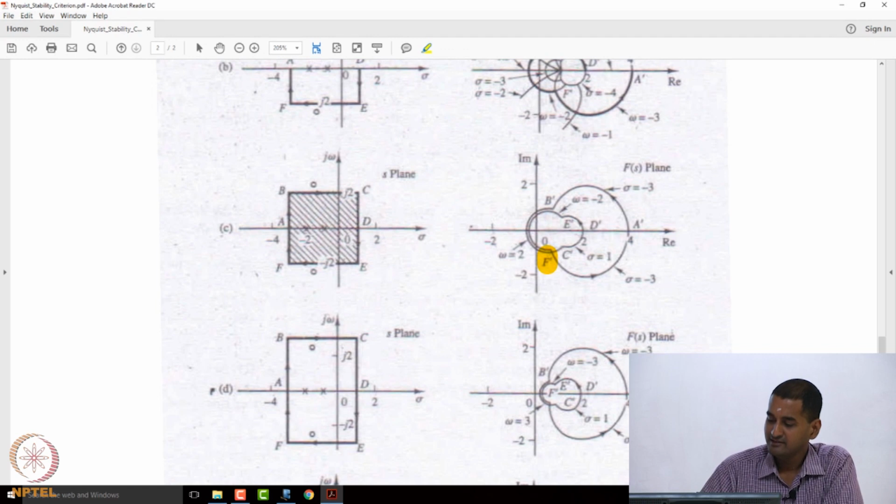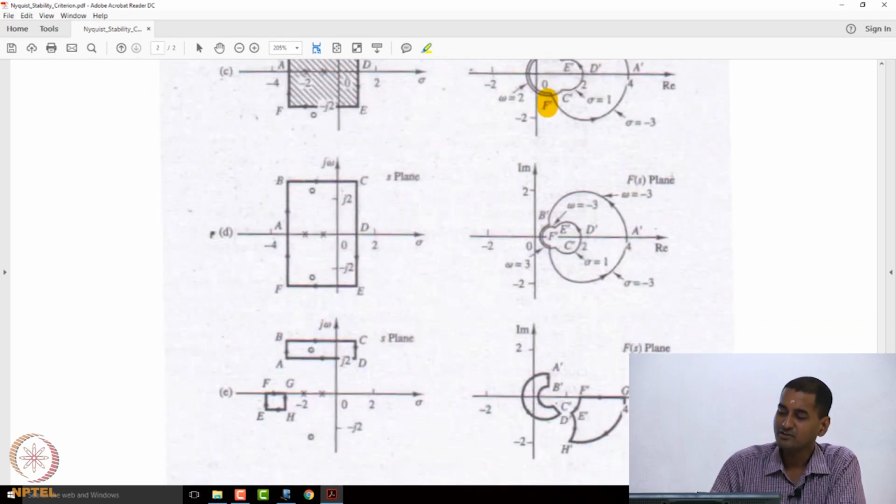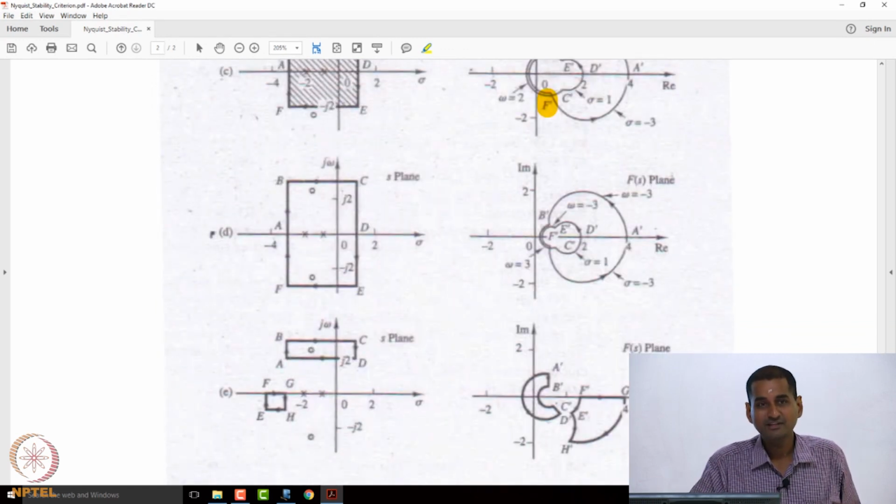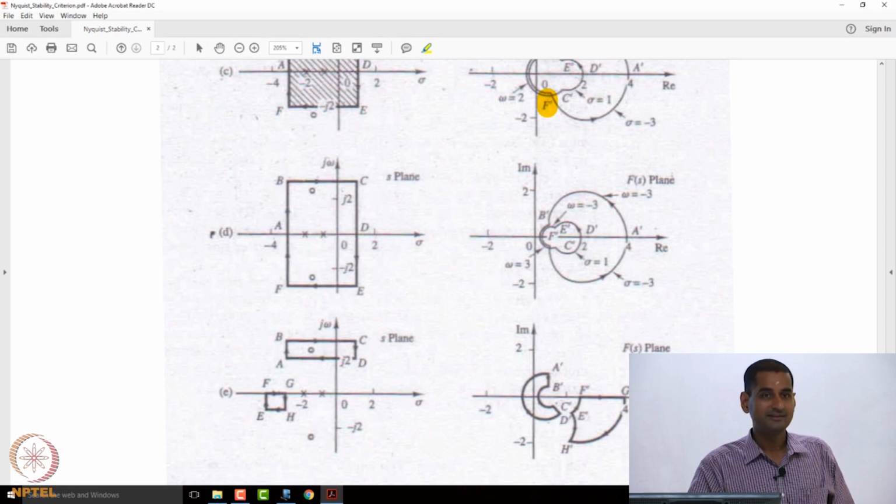In figure D, the entire contour has been stretched a little bit so that you enclose both the zeros within the contour. So now what are the values of Z and P? 2 and 2. So the number of encirclements should be Z minus P, which is 0. You look at the mapped contour in the f of s plane. Does it encircle the origin? No, the mapped contour does not encircle the origin. So that's what it is.